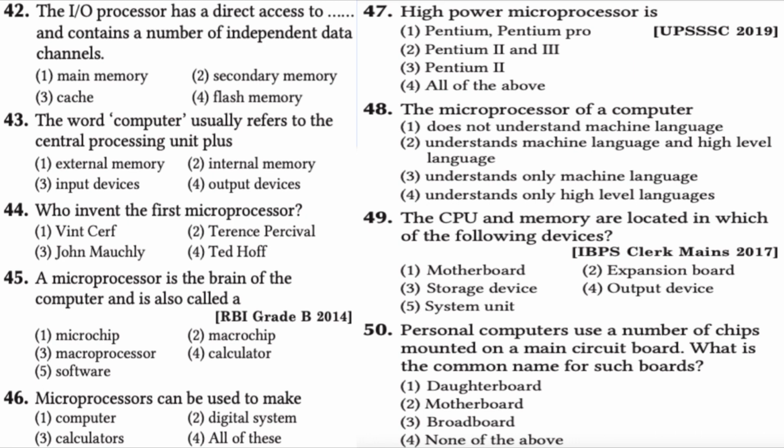Question 46. Microprocessors can be used to make. Here, the correct answer is 4. All of these.